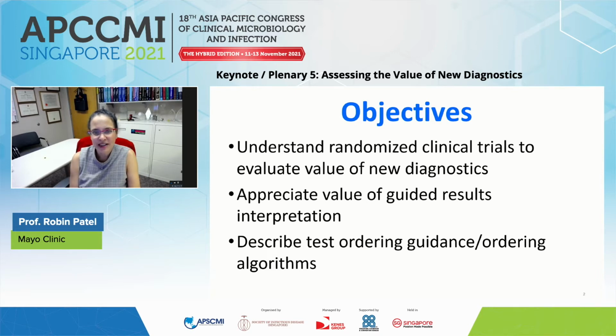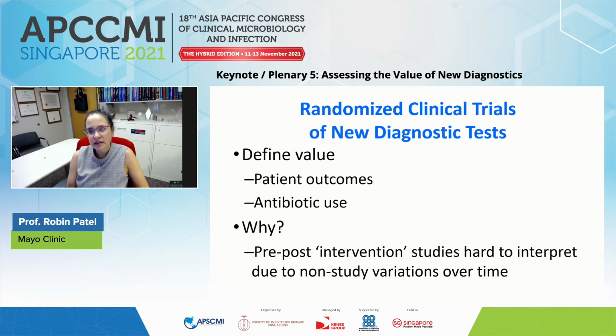So the objectives of my presentation today are to help you understand the use of randomized clinical trials to estimate value of new diagnostics, to appreciate the value of guided results interpretation, and to describe test ordering guidance and ordering algorithms. And I'm going to show you some real life examples of what you might do in clinical practice.